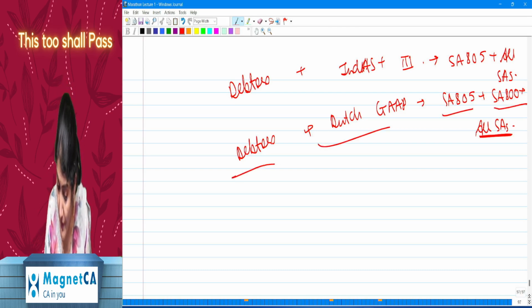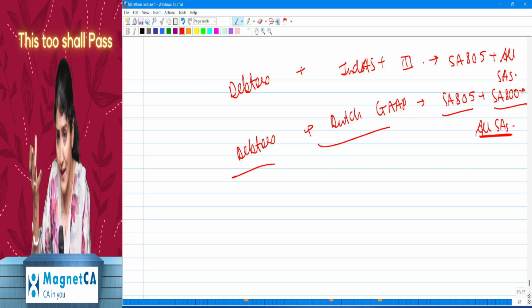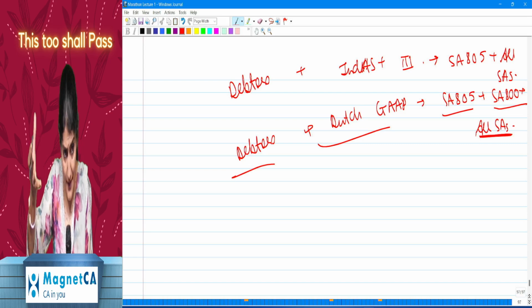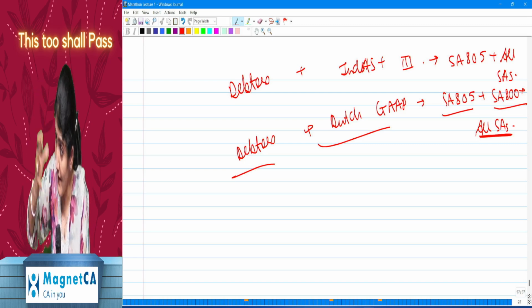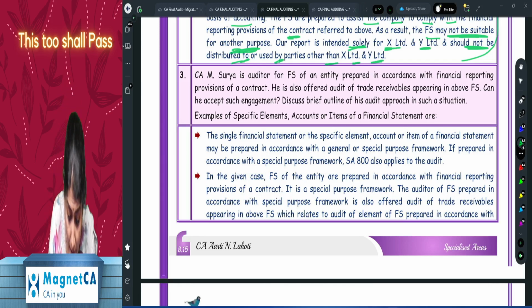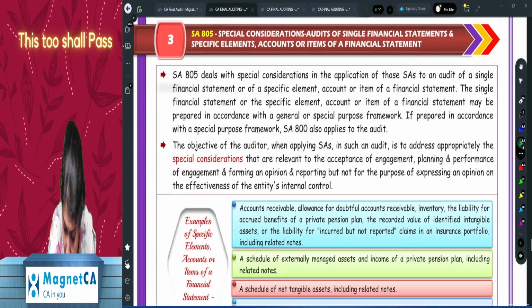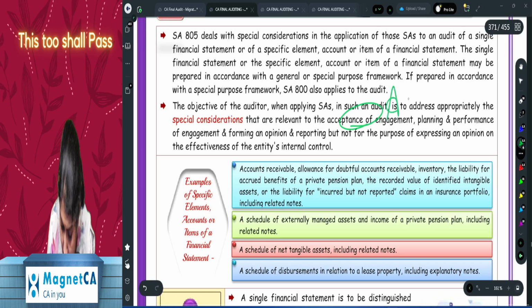They've made a question on this one. In this situation, you have to follow both 800. You follow what I say, right? You follow, right? So in that case, you have to follow both SA 800 as well as SA 805. Okay, right. So now first we talk about the single financial statement, right? So the considerations again for acceptance, then planning, performing, and then the reporting.